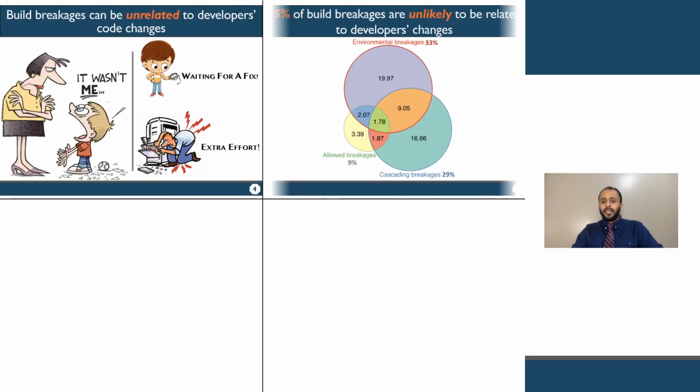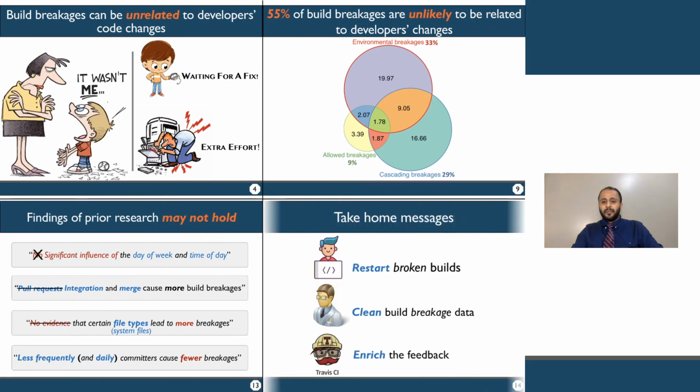Here's a summary of the key points of our study, and more details can be found in our paper published in TSE. Thank you.